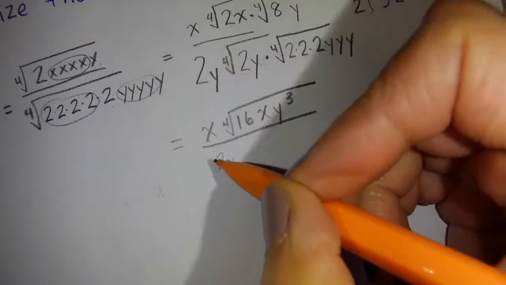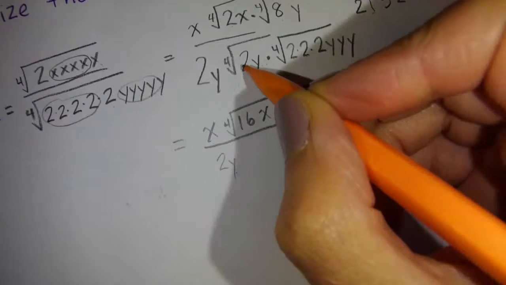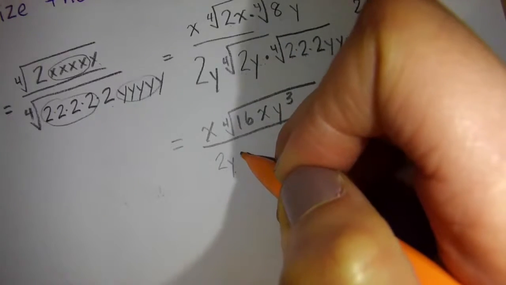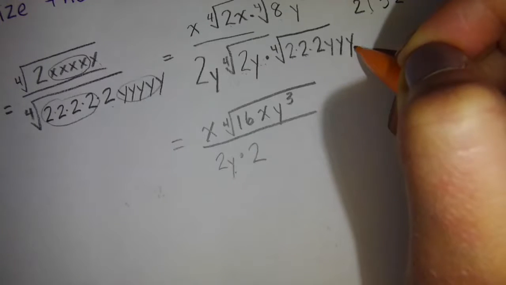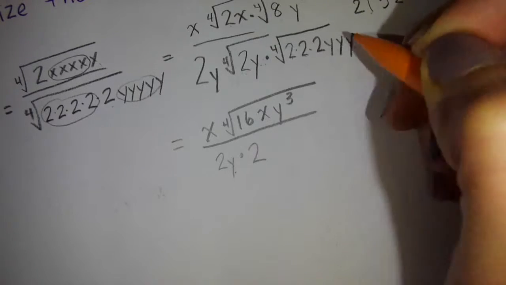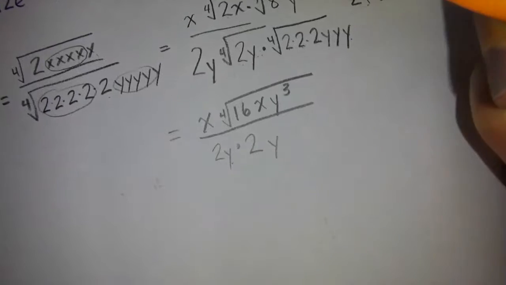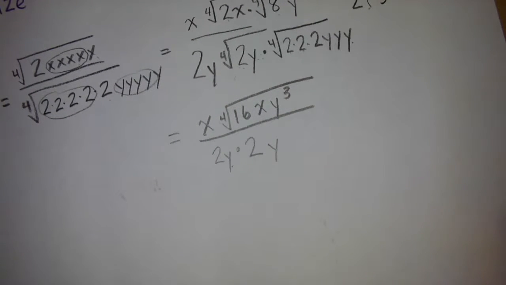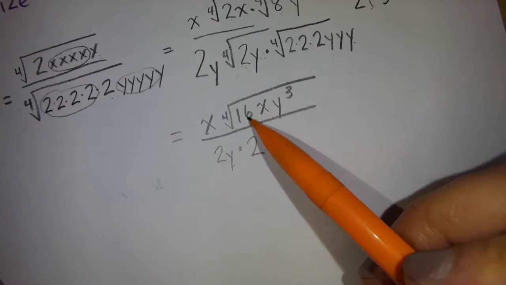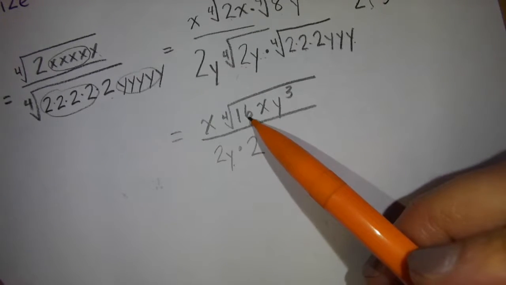So this is what we had before, is this 2y. And then for each group of 4 2's, a 2 comes out. And then same thing with these y's. For each group of y's here, 1 y would come out. Okay, so we actually have some more simplifying to do. Since this is 16, 16 is 2 to the 4th.